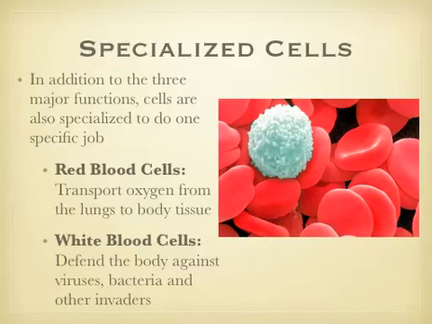In addition to the three major functions of every cell, cells are also specialized to do one specific job. Do you remember discussing red blood cells and white blood cells from Standard 3.8? Red blood cells transport oxygen from the lungs to body tissues, and white blood cells defend the body against viruses, bacteria, and other invaders. These are their specific jobs.